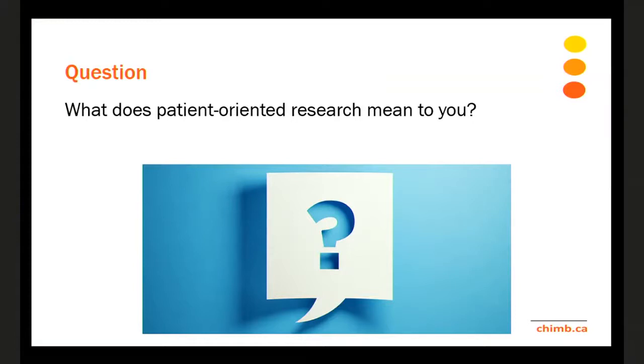Research driven by patients. Research driven by patients, I like that. Anybody else? Yes, health outcomes important to patients. Health outcomes that are important to patients. That's excellent. Anyone else? Is there anyone online? I don't want to leave out the ones online as well.